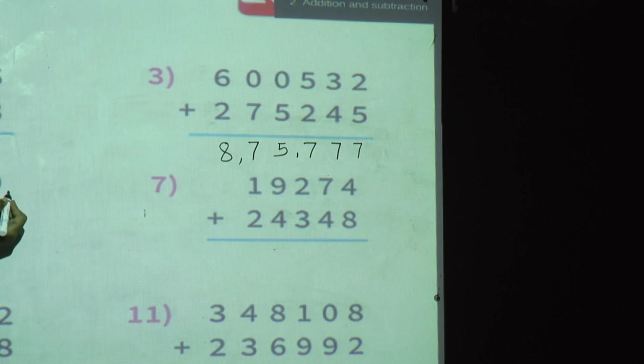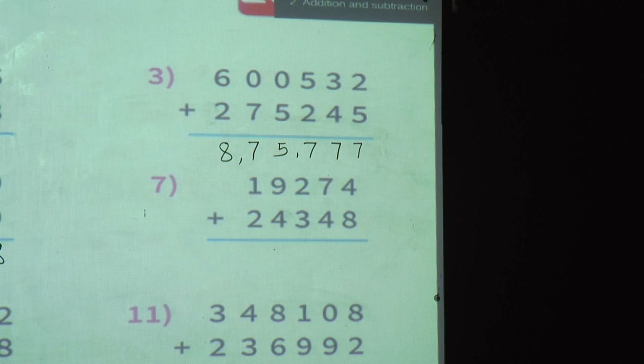Because here one 5-digit number is there and one 4-digit number is there. Okay? So I will solve this one. 9 plus 9, 18. So I will write 8 here. 1 will carry to tens place. Now 1 plus 0, 1 only. And 1 plus 8, 9.